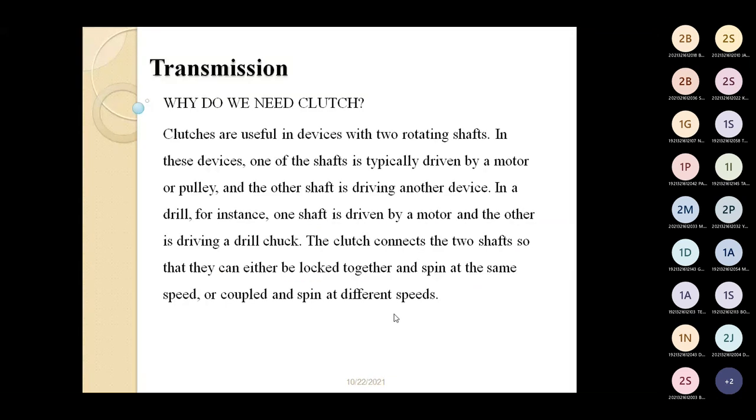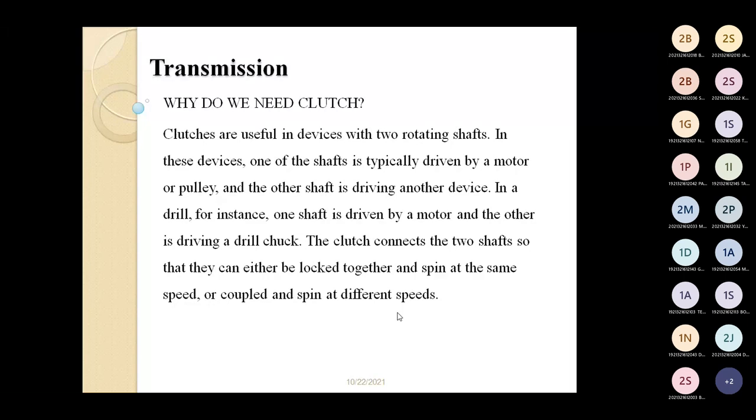is the clutch. Now, this particular clutch, if we consider why the requirement of clutch is there in any automobile. First thing is, why do we need a clutch? This clutch is a very useful device with two rotating shafts, particularly one of the shafts is driven by a motor or pulley, and the other shaft is driving another device.